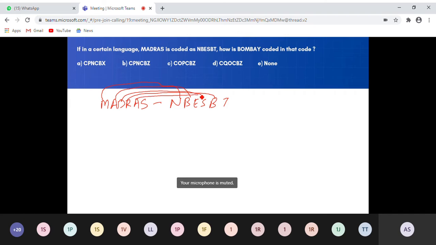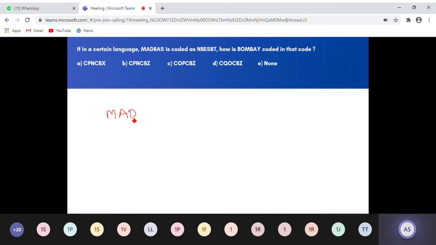You get confused with this. So the best thing to do is write it just below the word itself. NBESBT. Now, how is it coded? M, the next letter is N, A, the next letter is B, D, the next letter is E. So basically it's +1 everywhere. R plus 1 is S, A plus 1 is B, S plus 1 is T.